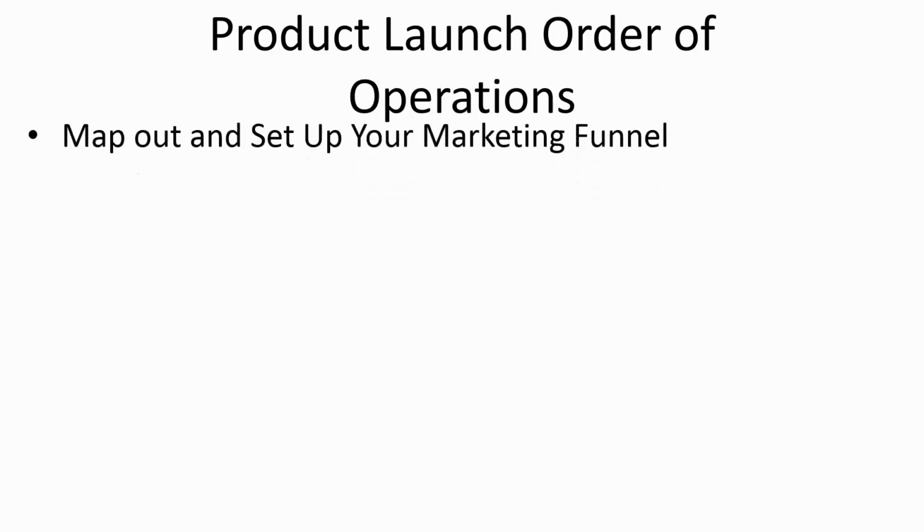Okay, so the order of operations. This is the order in which you should do things for your product launch. First, you should map out and set up your product funnel. So in other words, what's going to be your upsell, what's going to be your second upsell if you're going to have one, and we kind of talked through the format of that. You want to do this before you create the product, because it will affect how you create the product. It will affect what you put in your offer in terms of a bonus. So before you actually do the recording or the PDFs or any of that, map out your product funnel.